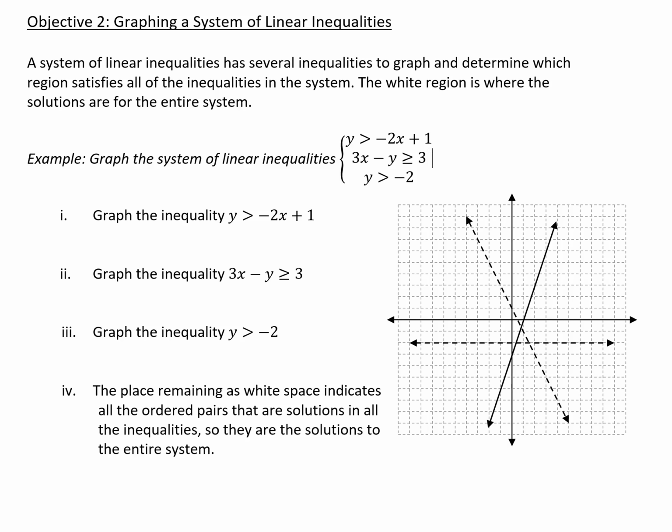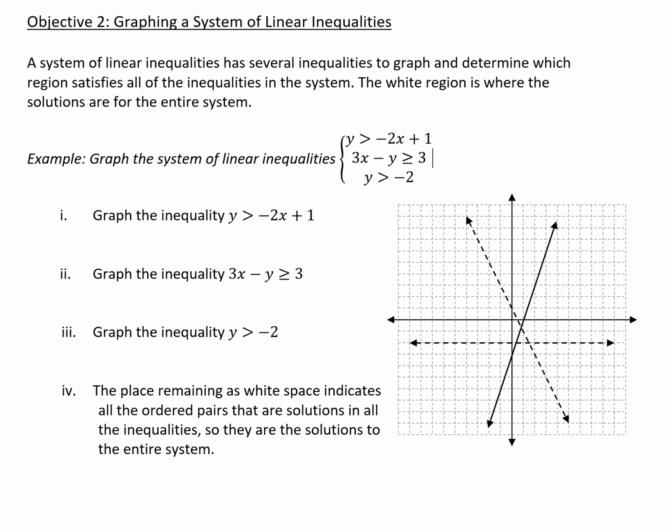Graphing a system of linear inequalities. A system of linear inequalities has several inequalities to graph and determine which region satisfies all of the inequalities in the system. The white region is where the solutions are for the entire system. In prior classes, it may have been the overlapping shaded area.